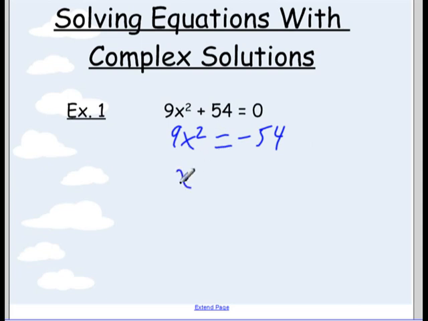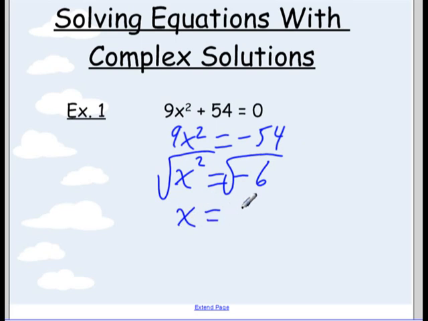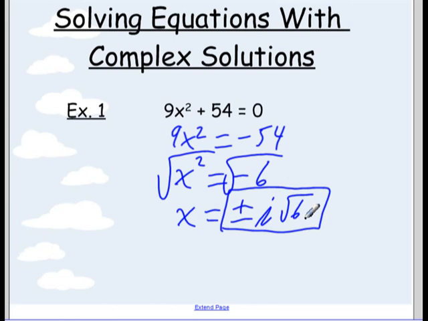Anyway, divide both sides by 9, and we get x squared equals negative 6. And now I can take the square root of both sides, and I get x equals plus or minus, don't forget the plus or minus. I'm going to take the i out, so that becomes i rad 6. Can't simplify rad 6, so that's as good as it gets. But my solution then is plus or minus i rad 6. So basically the same thing you would have done, except that you're going to have an i in your answer.